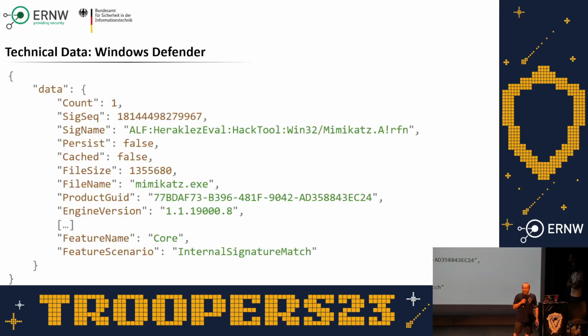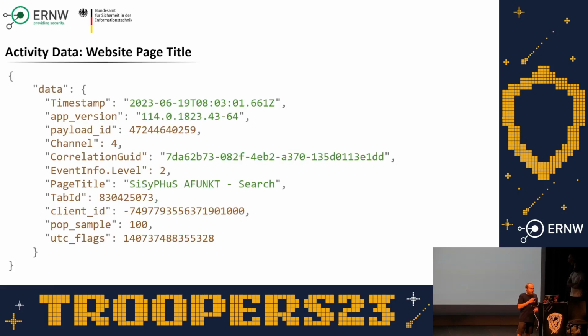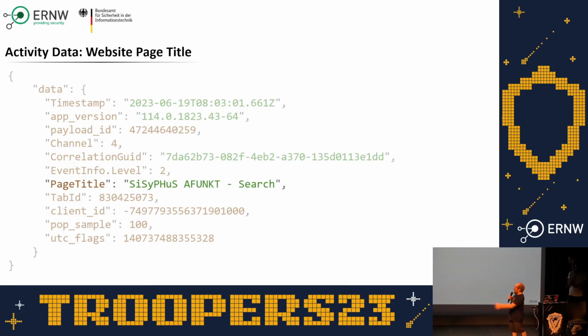Another example for technical data is events from Windows Defender. We can see Windows Defender identified mimikatz.exe on the file and sent a report via telemetry to Microsoft. Now, that's interesting and Microsoft gains insight, but what about user activity and user tracking and user behavior? So this is an event from Edge, and we can see the page title that is used. Sisyphus A-Funkt search. Well, that looks like someone did a Bing search maybe.